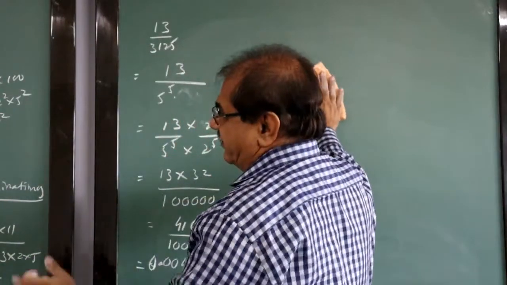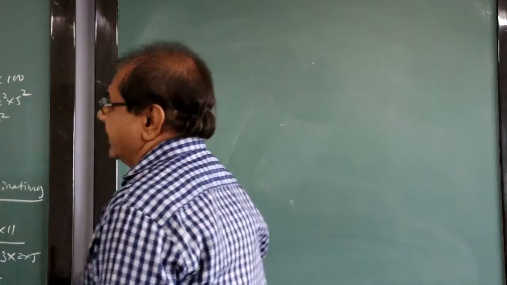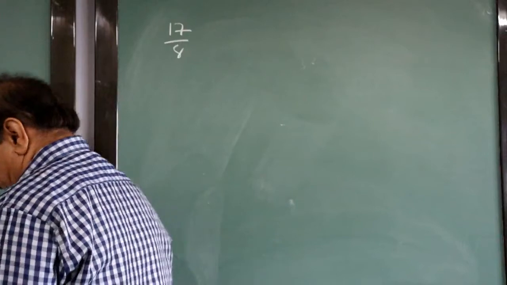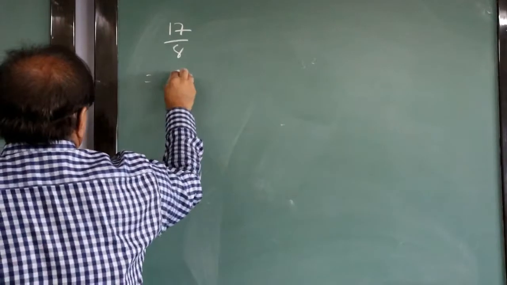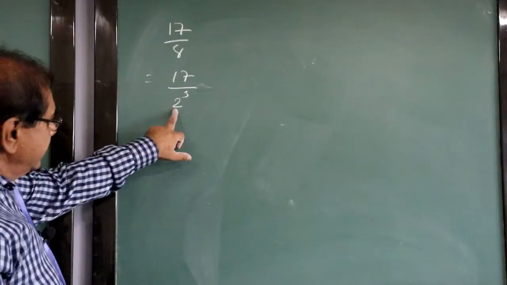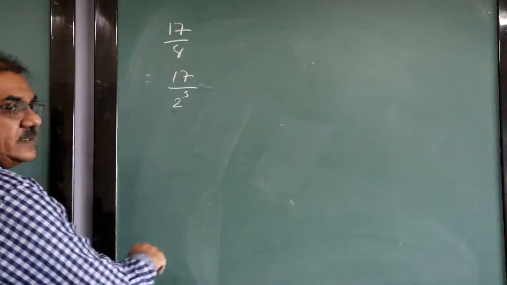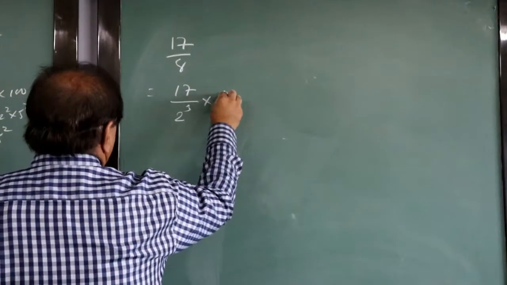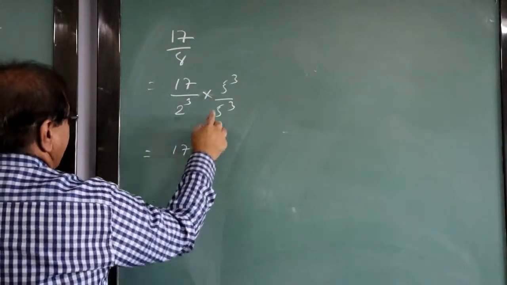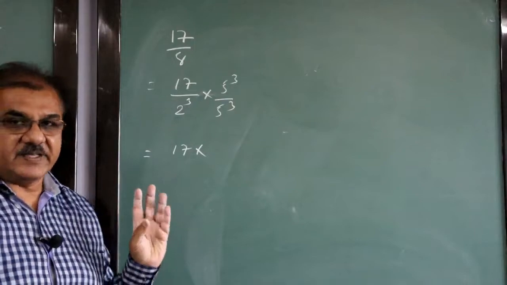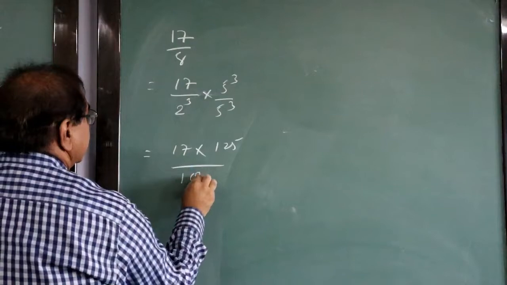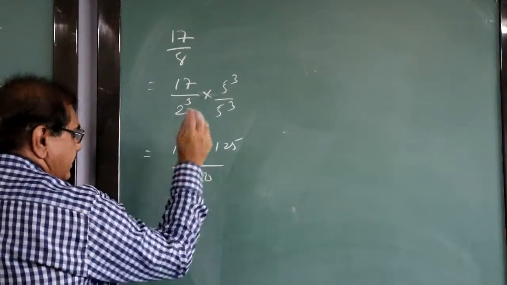We take the next one, which was terminating. It is 17 upon 8. We wrote it this way, 17 multiplied by 2 cube. To make the denominator end with 0, it is multiplied by 5 cube upon 5 cube. So it is 17 multiplied by 5 cube. What is 5 cube? 5 5s are 25, 5 5s are 125. 5 2s are 10, 10 cube is 1000. So now 125 into 17.